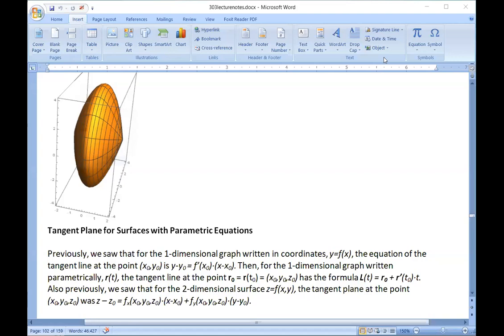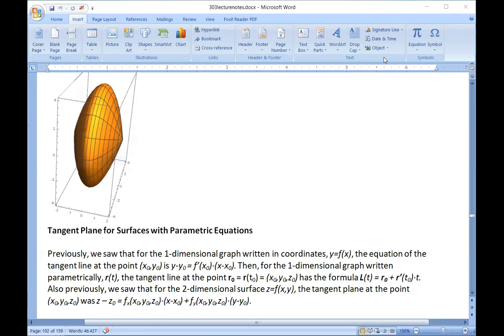So first of all, we've previously seen if you have a one-dimensional graph written in coordinates, meaning y equals f of x, we know how to write down the equation for the tangent object. That's a one-dimensional graph, so your tangent object is a tangent line. So at the point x0, y0, the formula for the tangent line is y minus y0 equals the slope at that point, f prime of x0, times x minus x0.